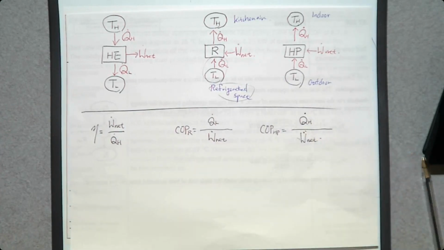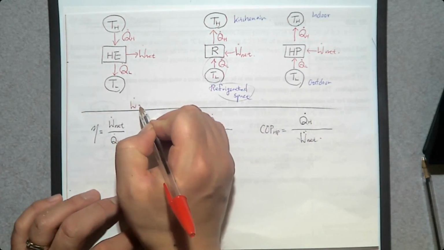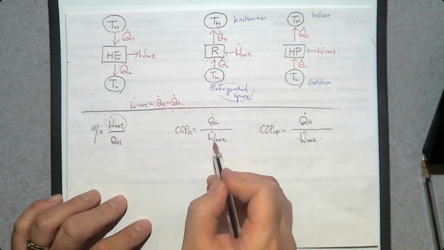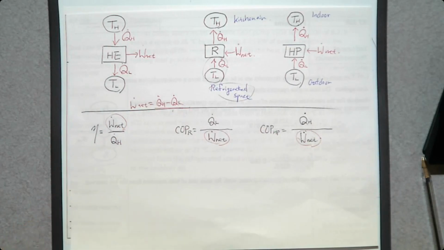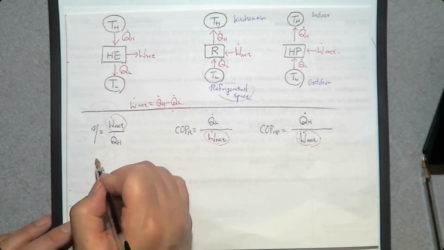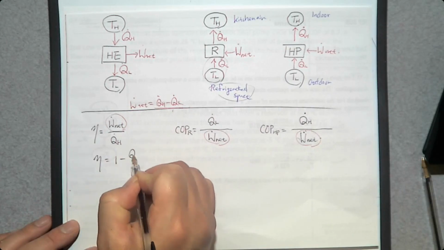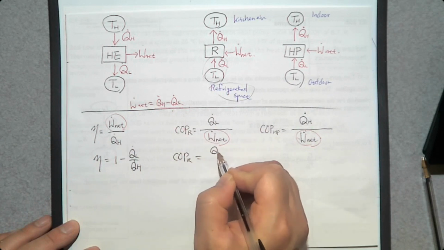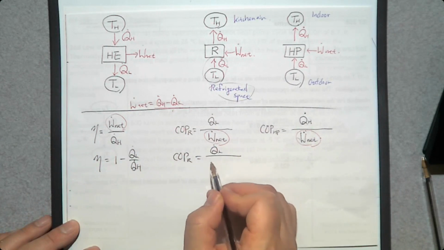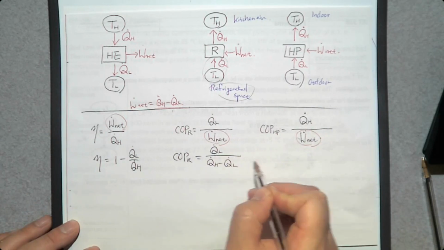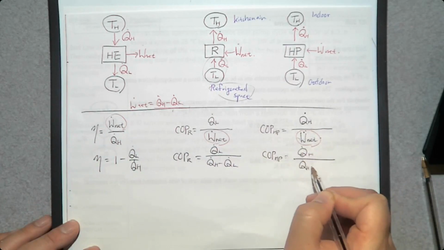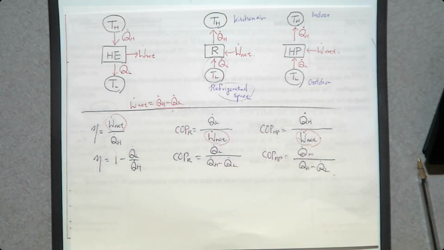And since the energy balance equation is W dot net is Q dot H minus Q dot L, we can replace this W dot net with Q dot H minus Q dot L. If you do, the efficiency is going to be 1 minus Q dot L over Q dot H. COP of refrigerator is going to be Q dot L over Q dot H minus Q dot L. The COP of heat pump is Q dot H over Q dot H minus Q dot L. So that's how you evaluate the performances of these three cycles.